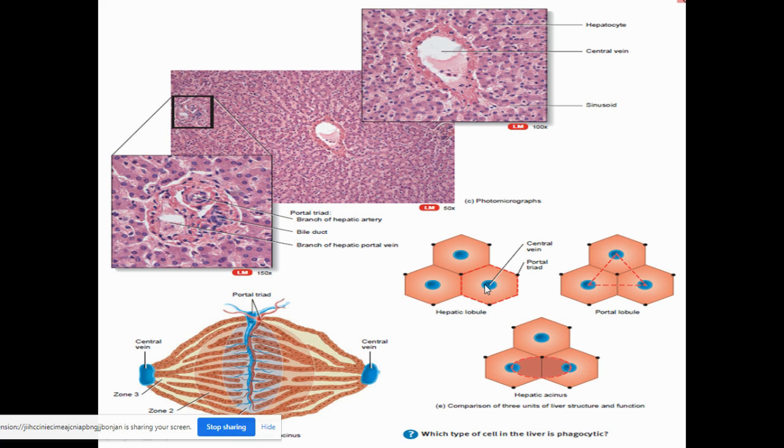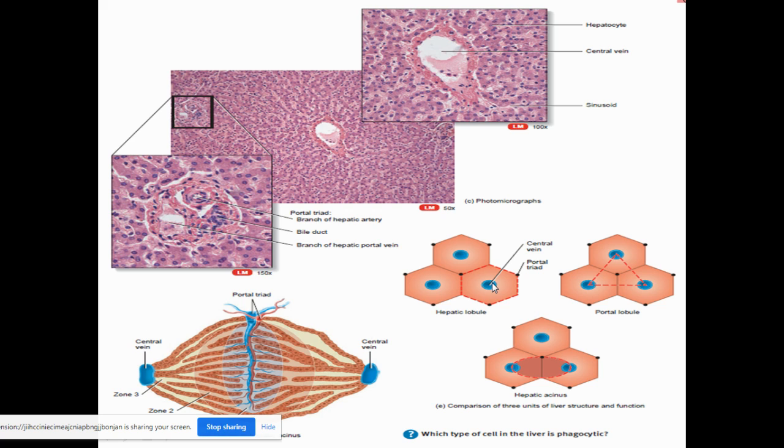Now, the theories proposed by anatomists and scientists to describe the structural and functional unit of the liver: what are the three types of theory? One is the hepatic lobule, another is the portal lobule, and the third is the hepatic acinus. According to the hepatic lobule theory, the hepatic lobule is the functional unit of the liver. Each lobule is made up of 6 sides, called a hexagon, and in the center of each you have the central vein.